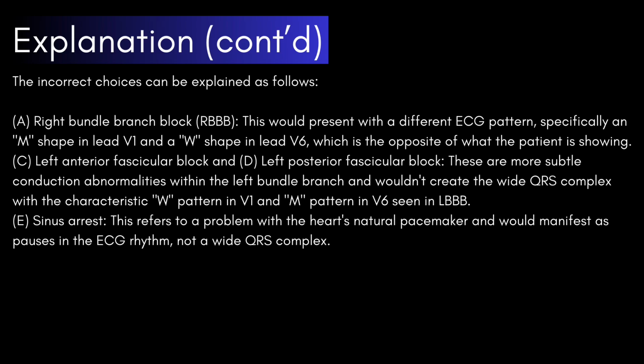C, left anterior fascicular block, and D, left posterior fascicular block. These are more subtle conduction abnormalities within the left bundle branch and wouldn't create the wide QRS complex with the characteristic W pattern in V1 and M pattern in V6 seen in left bundle branch block. E, sinus arrest. This refers to a problem with the heart's natural pacemaker and would manifest as pauses in the ECG rhythm, not a wide QRS complex.